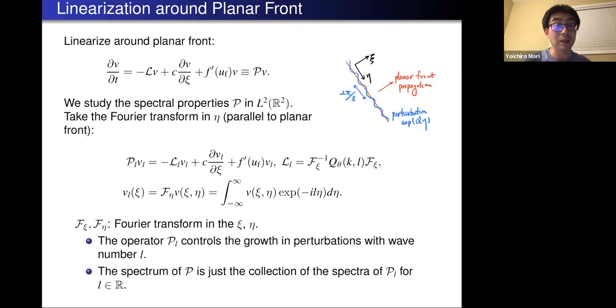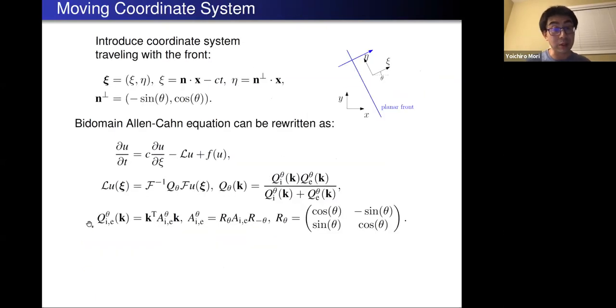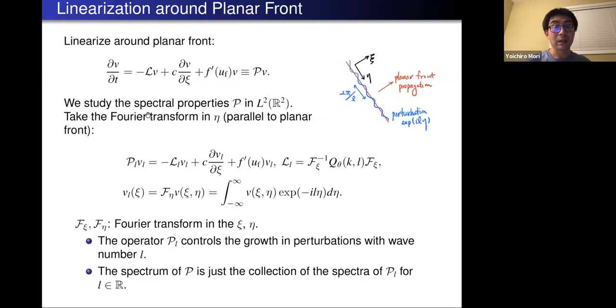So now we linearize around this planar front, and we are interested in looking at the spectral properties of the linearized operator that I have written at the very top here. And so if we understand the spectral properties of P, we will have an understanding of the stability properties of this front.